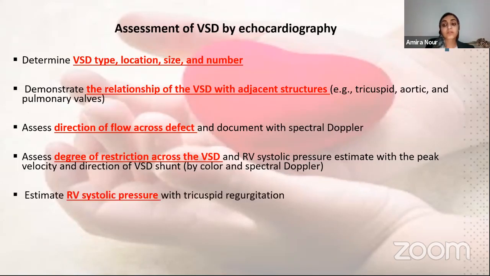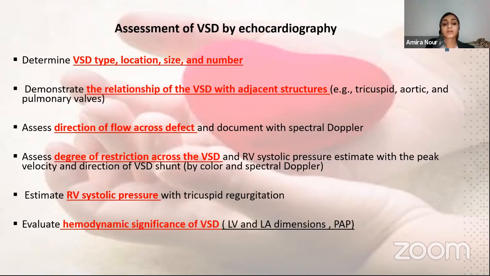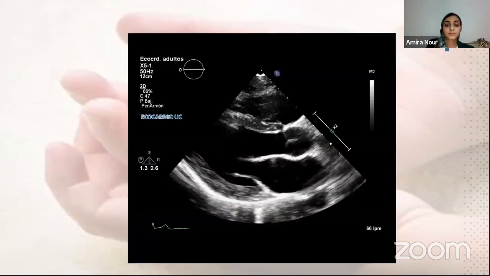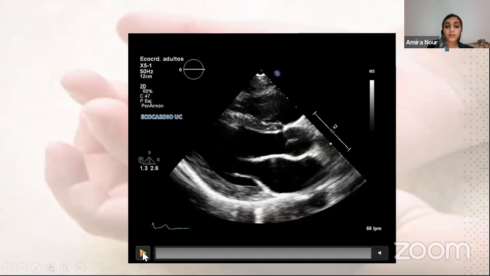It is very important to assess the right ventricular systolic pressure. As echocardiographers, we assess it indirectly using the Bernoulli equation from the tricuspid regurgitation velocity jet. We also assess the pulmonary arterial pressure from the pulmonary regurgitant jet. And you should evaluate the hemodynamic significance of the VSD: whether the left ventricle and left atrium are dilated, the value of the pulmonary artery pressure, and the associated lesions. I will discuss it later and go through these items rapidly.